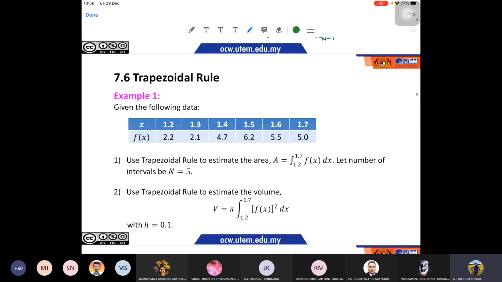Behind the trapezoidal rule, then also behind the numerical integration. Later on, Simpson 3/8 dan 1/3 all are related dengan the idea of trapezoidal rule.